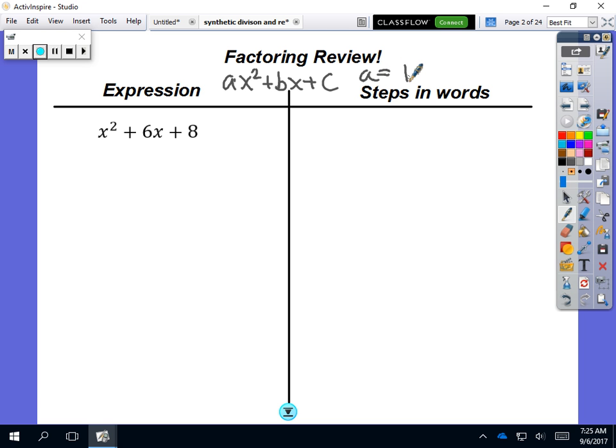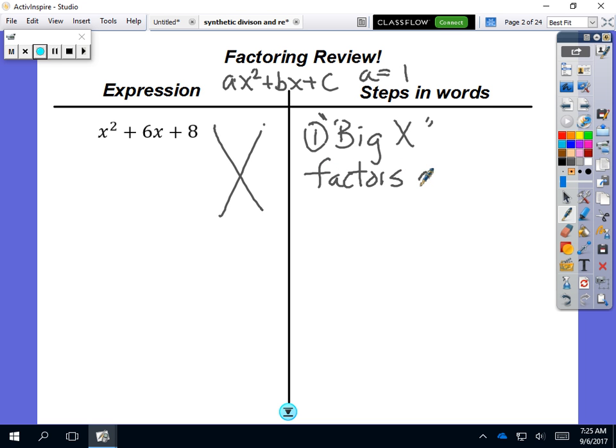When a equals 1, all you have to do is use the big X. We call it the big X method. So the first step is use the big X. And that means you want to take factors of a times c that add to b. So a times c, since a is 1, is just 8.